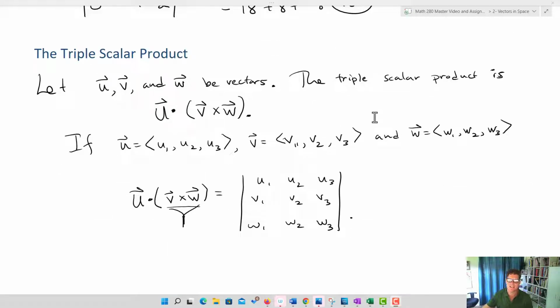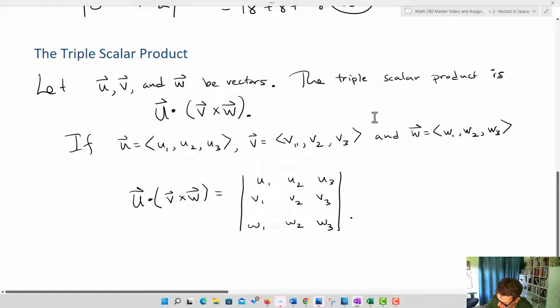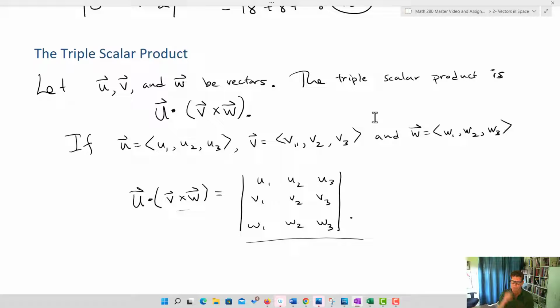Alright, so let's take a look at this thing called the triple scalar product. Let's suppose that u, v, and w are vectors. The triple scalar product is defined as u dotted with the cross product of v cross w. And we've seen before that this could actually be u cross v dotted with w. It would give us the same exact thing. But what's important for us right now is to notice that the result of the triple scalar product is equal to the determinant. So the determinant equals the value from the triple scalar product.